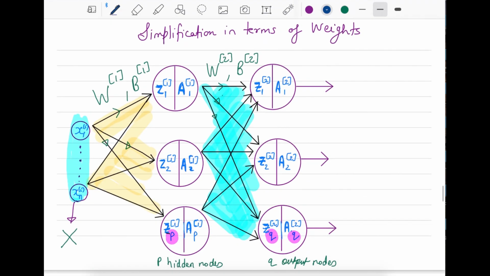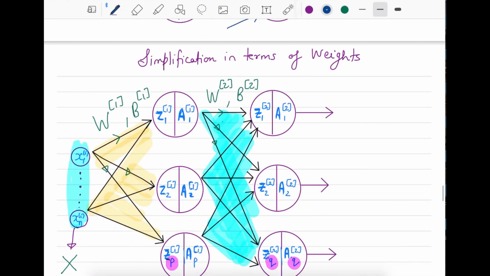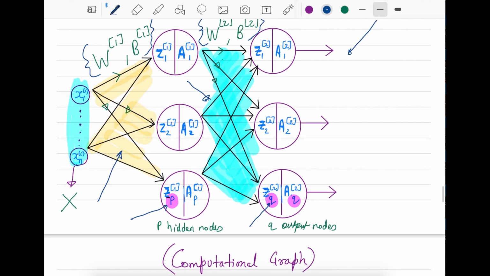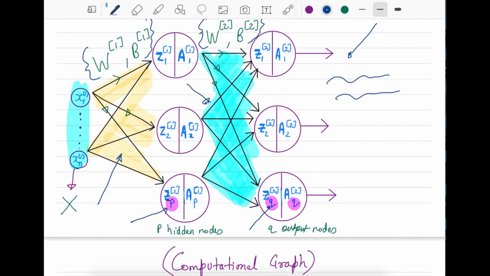In order to simplify this, I am representing all these weights given over here as W1 B1, as we have discussed earlier. And the weights in this blue cloud will be represented as W2 B2. Now we are considering P hidden nodes here, and Q hidden nodes here. So we have generalized it. It depends whether P is 2 or 3, or Q is 2 or 3, or whatever. So it's a generalized complete neural network. You can extend it further to 3 layers, 4 layers, whatever.